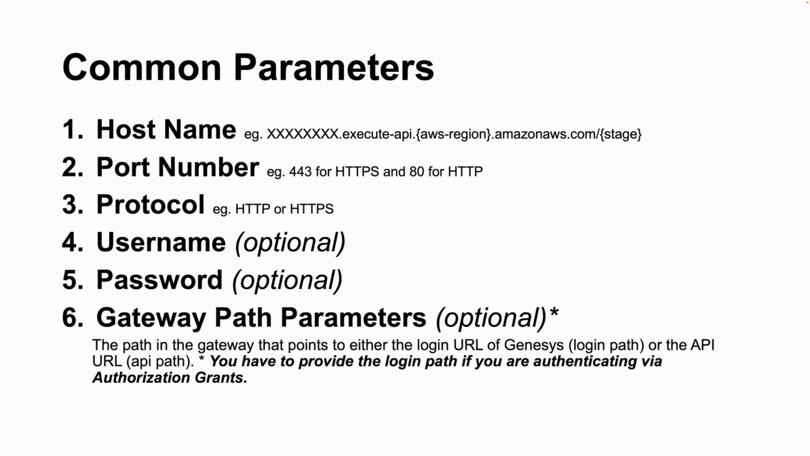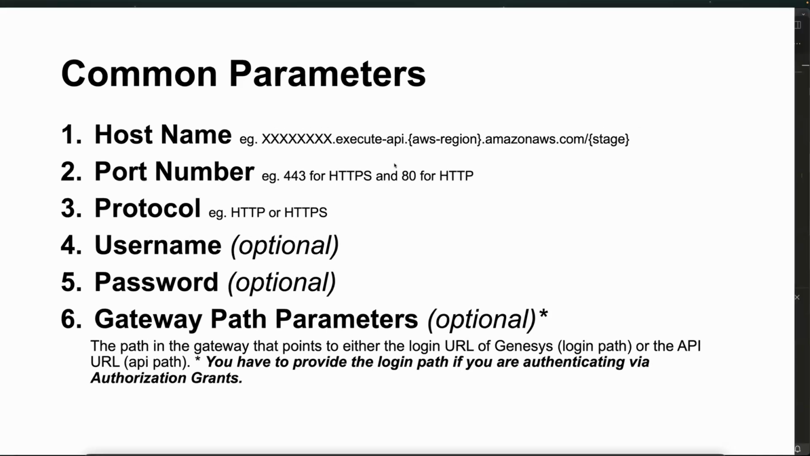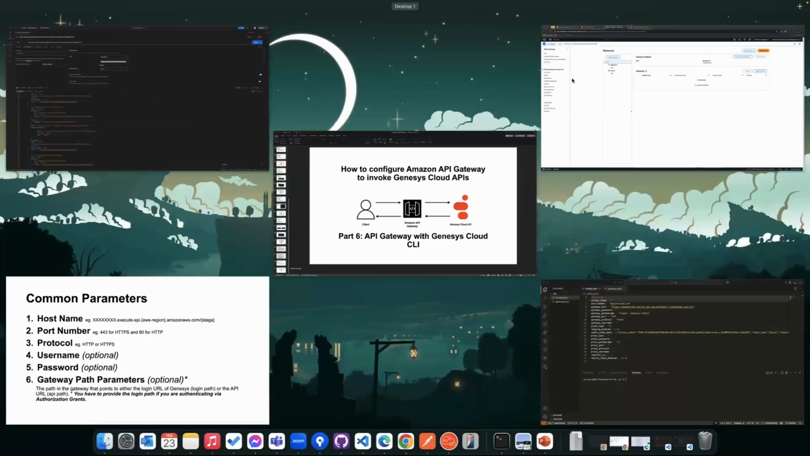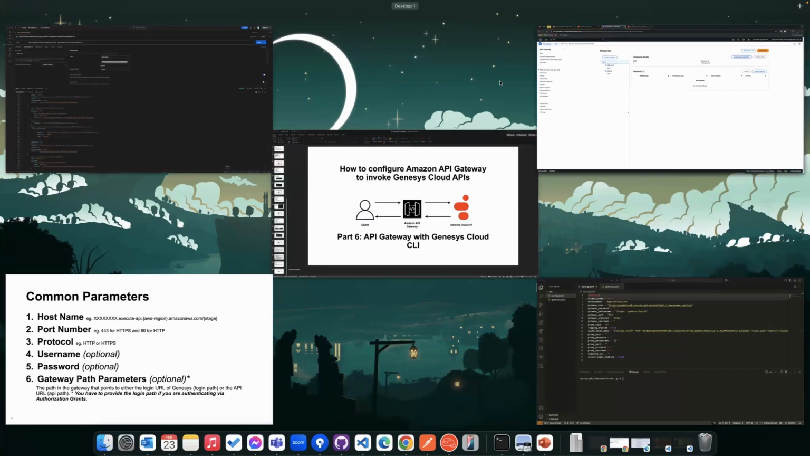And once you have set the API gateway configuration in the CLI, it will also call the API gateway to call the login path, which is login.mypurecloud.com. And you have to provide it in the API gateway that you have set up, which we'll also do before I show you how to configure it in the CLI.